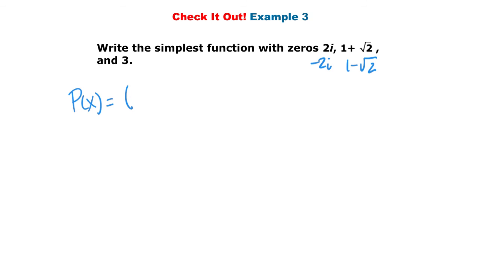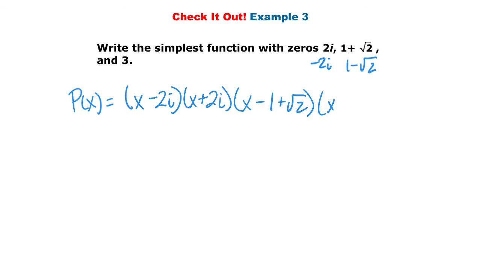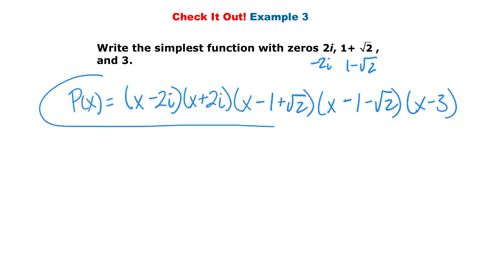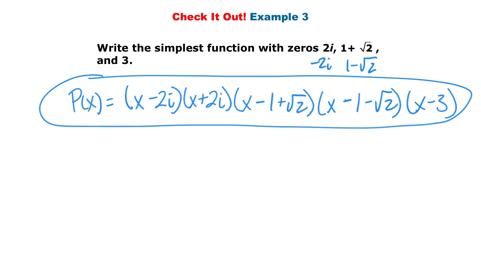We're not going to multiply this one all the way out, but let's just practice writing out our factors based on our zeros. If 2i is a zero, then so is negative 2i. And if 1 plus the square root of 2 is a zero, so is 1 minus the square root of 2. And then we also have 3 over here as a zero. So I'm going to have x minus 2i times x plus 2i times x minus 1 plus the square root of 2 times x minus 1 minus the square root of 2 times x minus 3. And there would be the whole thing written out as factors. If we went through and multiplied it all out, then we would have it in standard form.